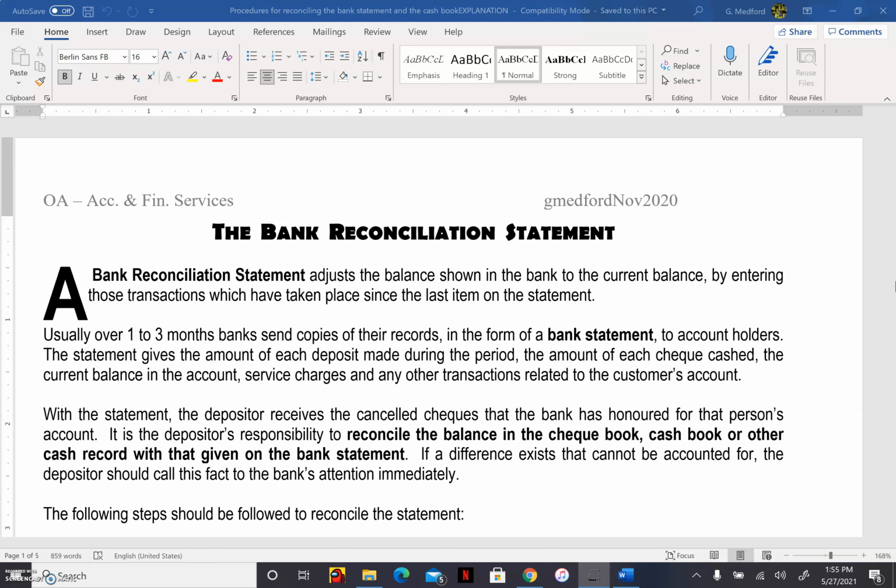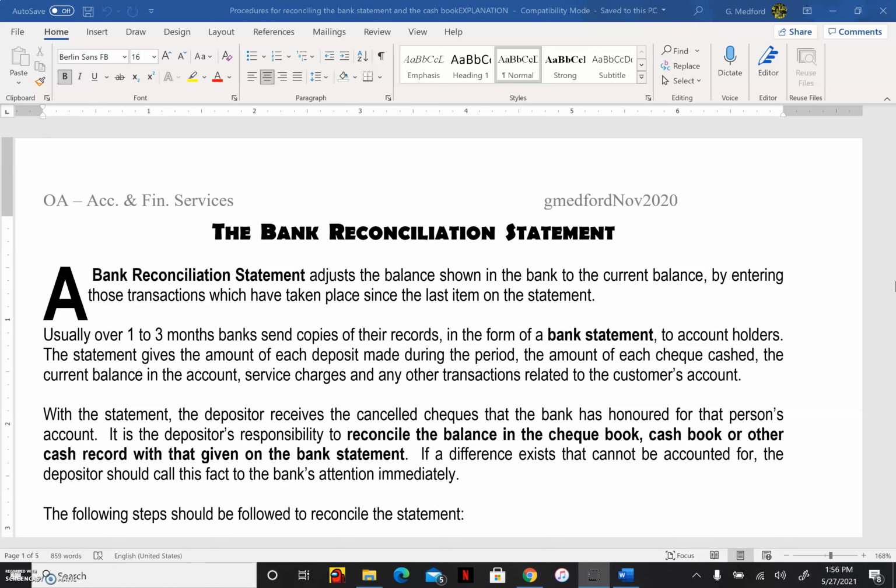Every 1 to 3 months, banks usually send hard copies or issue soft copies, for example, via email reminders, of the customer's bank statement. This statement shows the amount of each deposit made during the period, the amount of each check cashed, the current balance in the account, service charges, and any other transactions related to the customer's account.